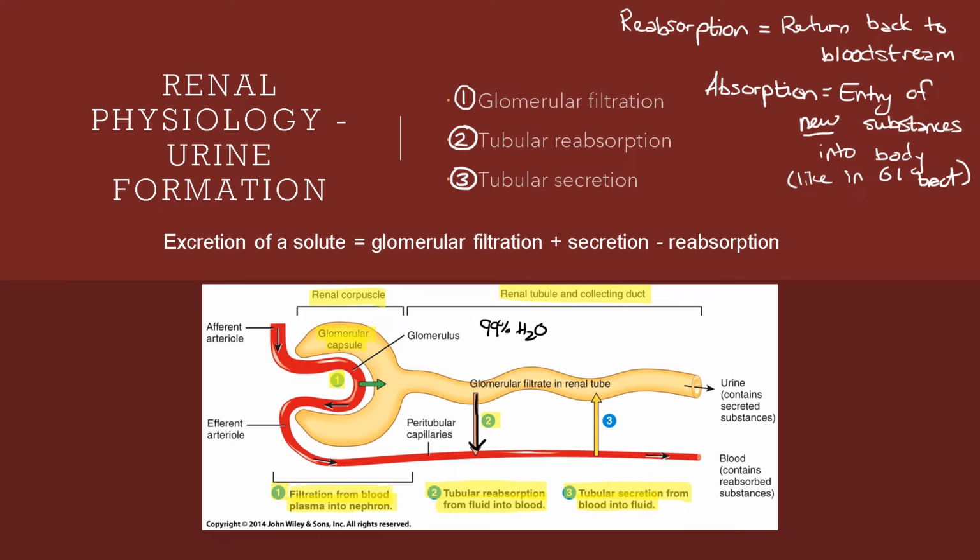So here, when we're talking about secretion, this is going to be removing a substance from the blood. And in this case, we're moving from blood into the renal tubule to be excreted. So by reabsorbing and secreting, nephrons will help maintain homeostasis of the blood's volume and composition. So this is going to be a combination of filtration and secretion and then reabsorption.